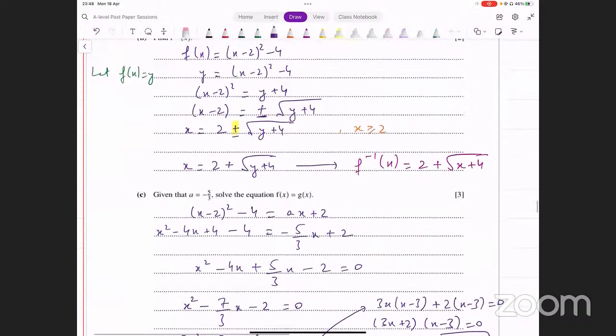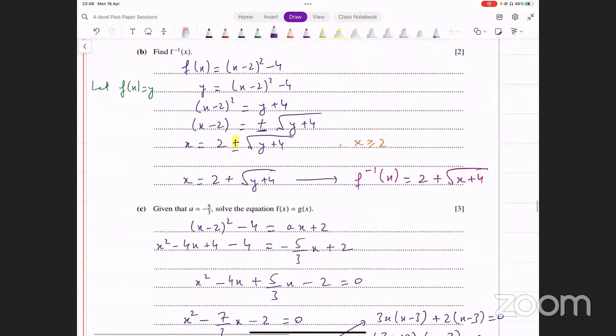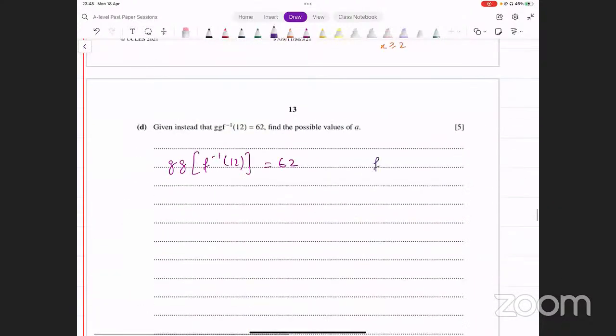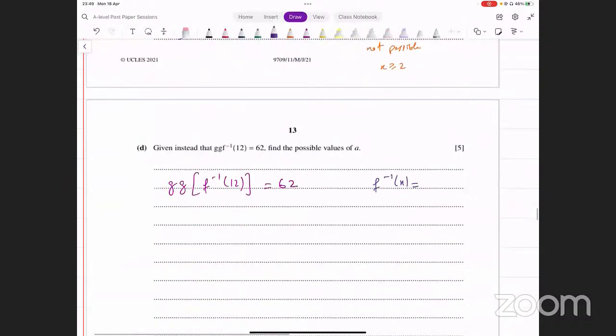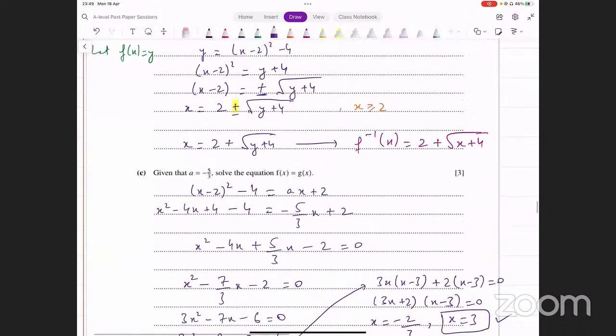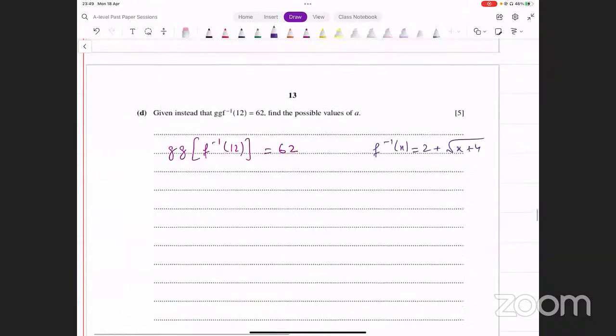We already have the f inverse function from part B. We know कि f inverse क्या था? f inverse of x was equal to 2 plus square root of x plus 4. This was the f inverse function. आपने f inverse of 12 find करना है, इसमें 12 input कर दें and see what that gives you. 2 plus square root of 12 plus 4, and that's 2 plus 4. This turns out to be 6. f inverse of 12, 6 आ गया.